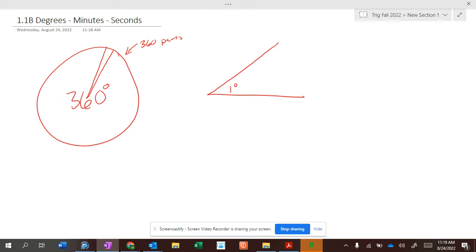So this 1 degree angle, I can divide into 60 parts called minutes. Okay? So I can make 60 little tiny angles that are each 1 minute. Okay?